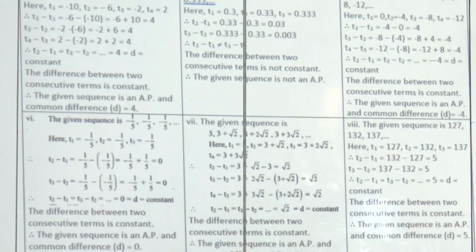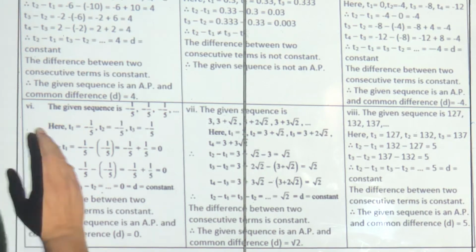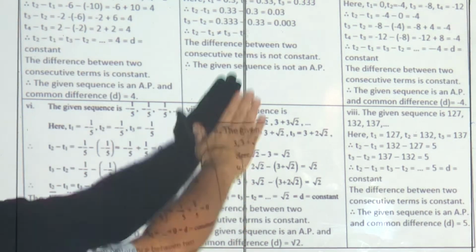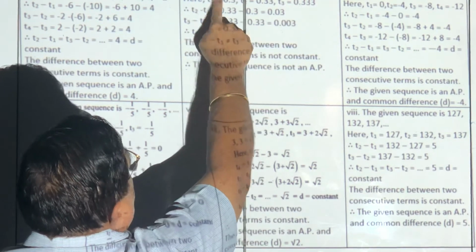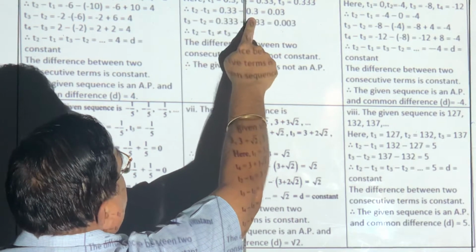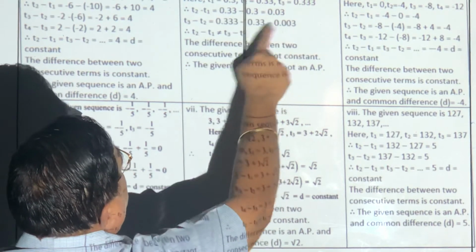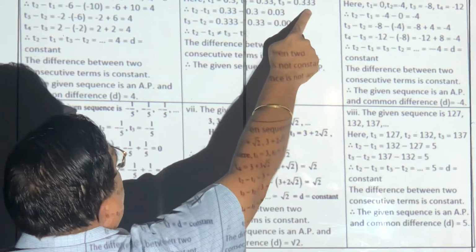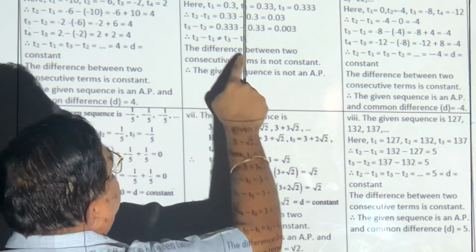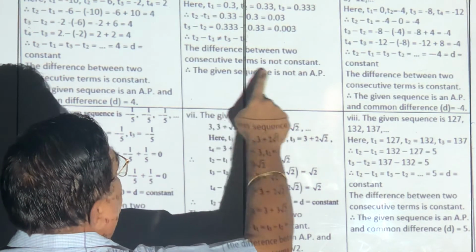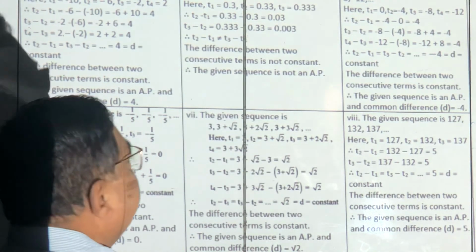Let us look at sum number 3. We will just do 1 or 2 sums because all are the same, my friend. We will do one sum which is not an arithmetic progression. Let us look at this sum: 0.3, 0.33 and 0.333. So 0.33 minus 0.3, second minus first, third minus second, the answers are not equal. 0.03 and 0.003, not equal. The difference between two consecutive terms is not constant. Therefore, it is not an AP. So this is how we do the sum.